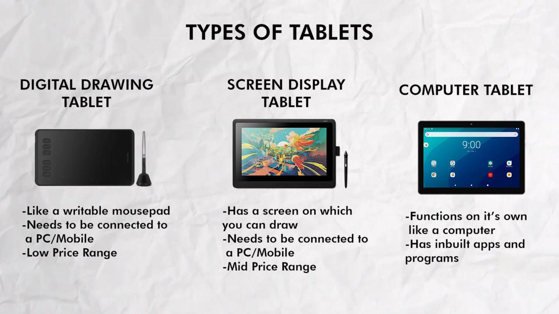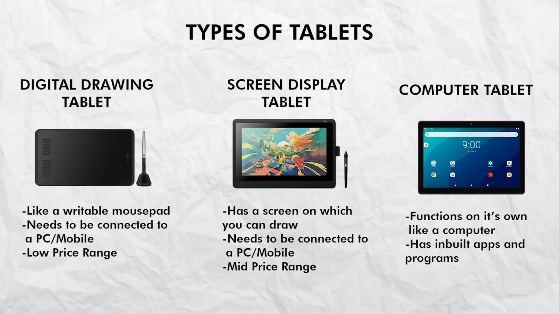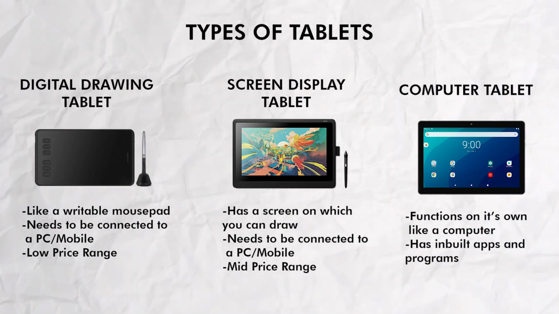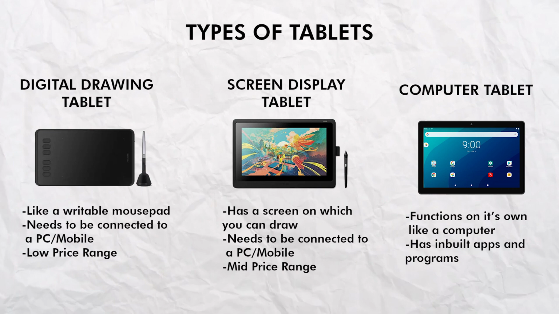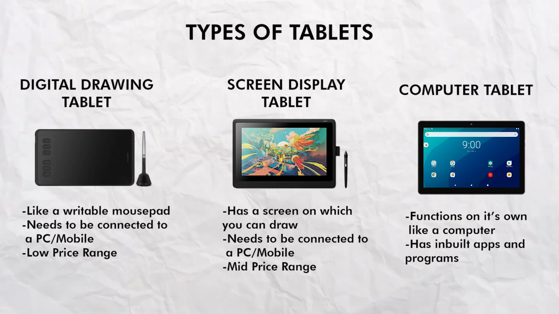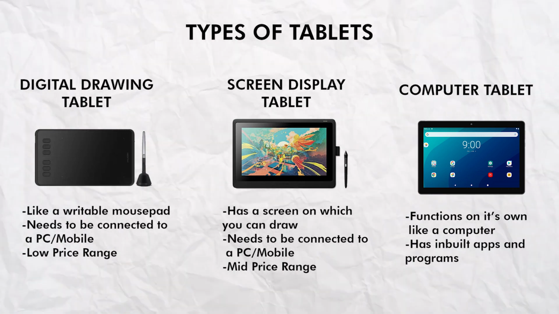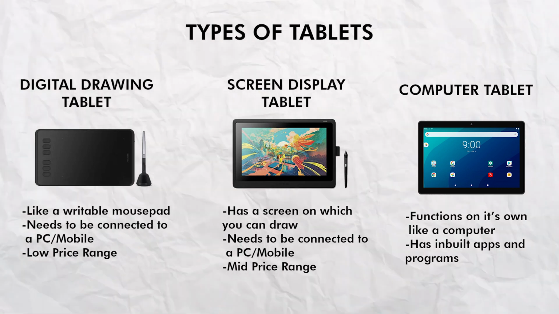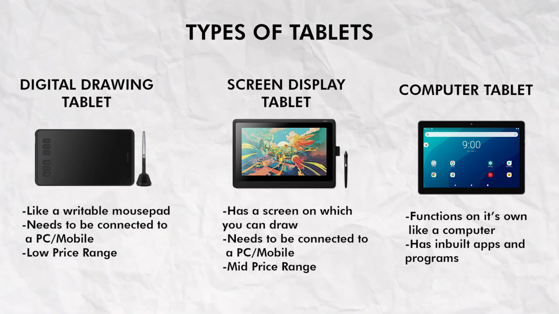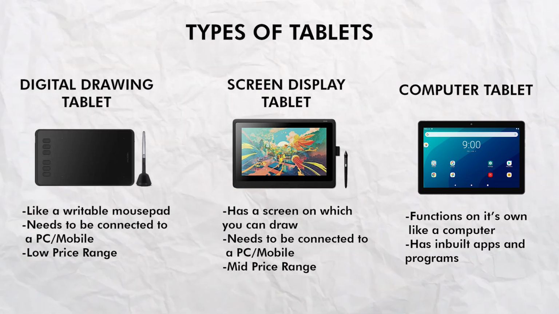The second type is a screen display tablet, and as the name suggests, it has a screen on which you can draw. This tablet mirrors the screen of your laptop or PC and allows you to draw or write on it, giving a very similar experience as to drawing on paper. These tablets fall in the mid-price range.